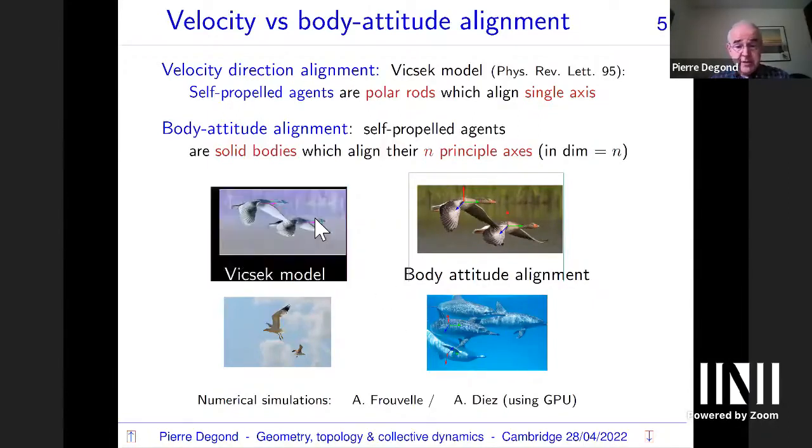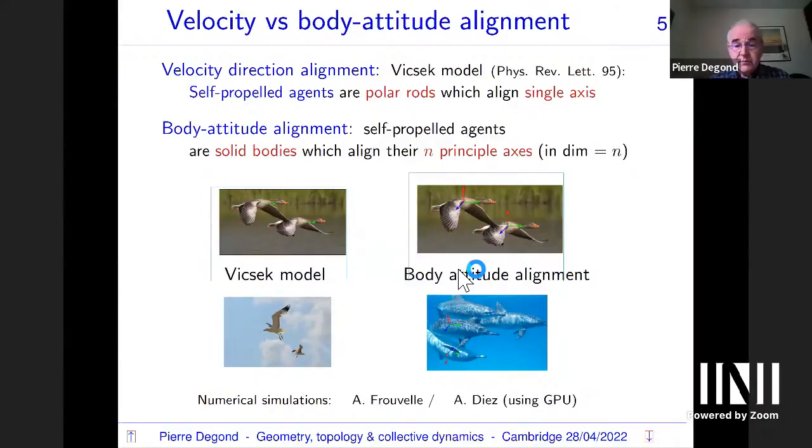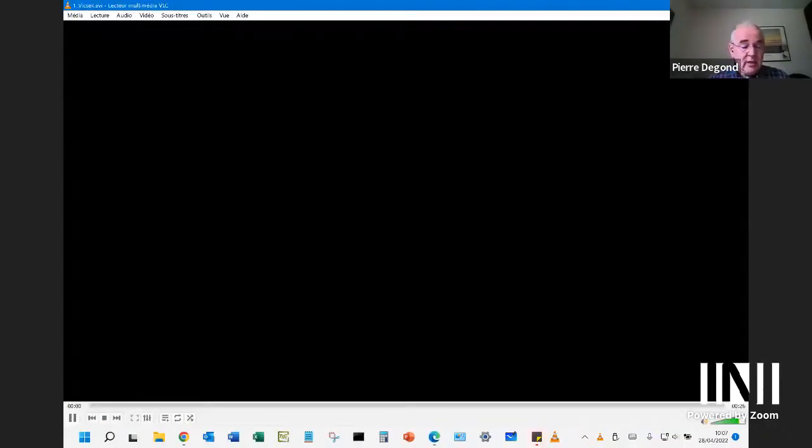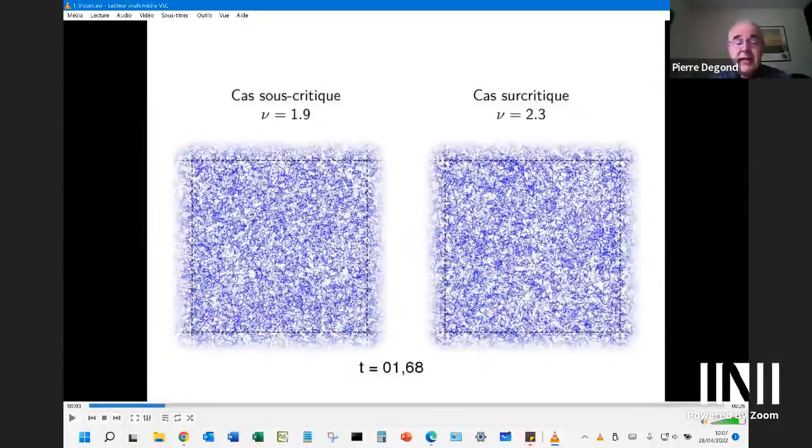Let me give you examples of typical outcomes of such models. In the Vicsek model, you try to align. This movie was realized by Amic Frouvelle.